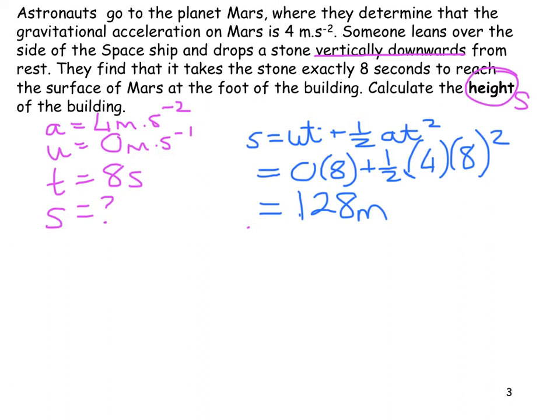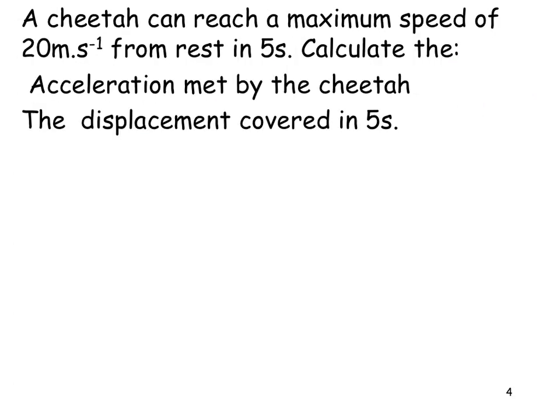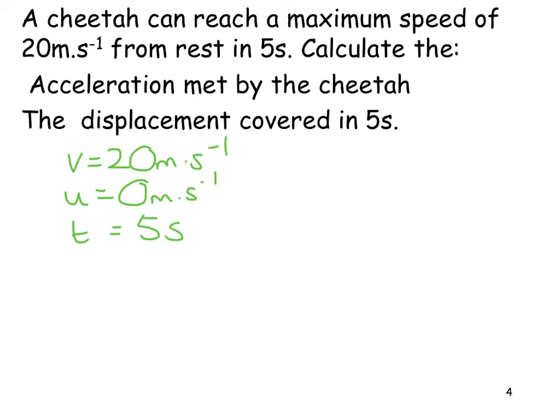We've now got a cheetah which can reach a maximum speed of 20 meters per second from rest. So what can we write down? My final velocity is 20 meters per second. That's what I end with. I start at rest, 0 meters per second, in a time of 5 seconds. I'm going to work out, they want the acceleration and the displacement.